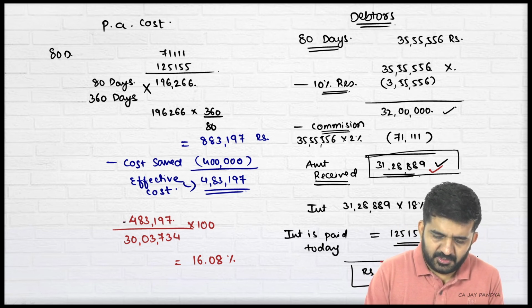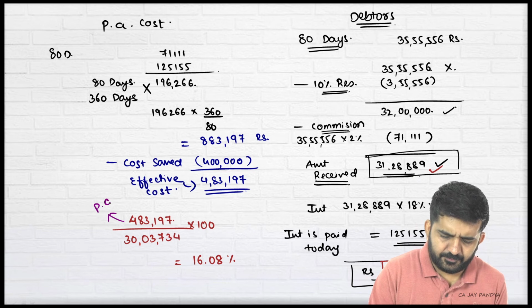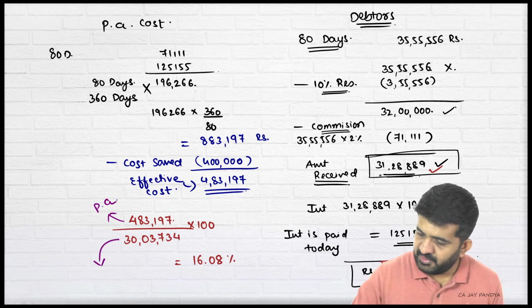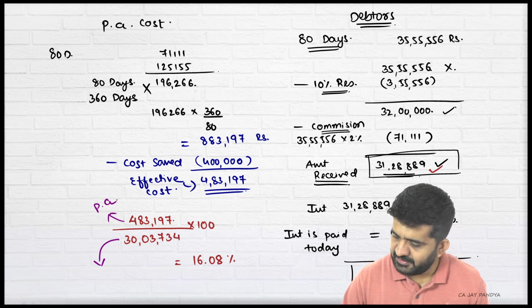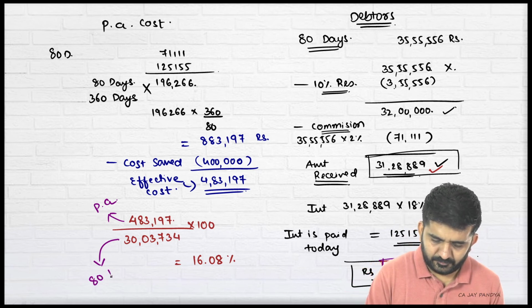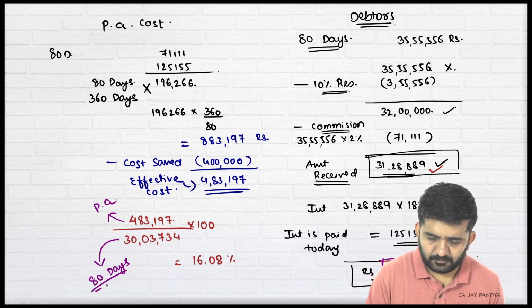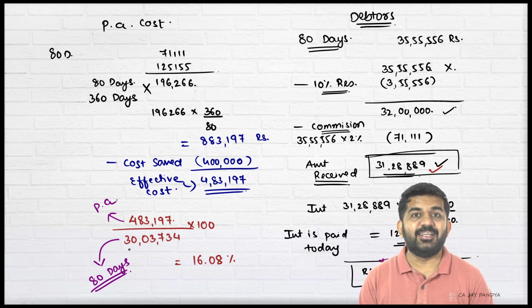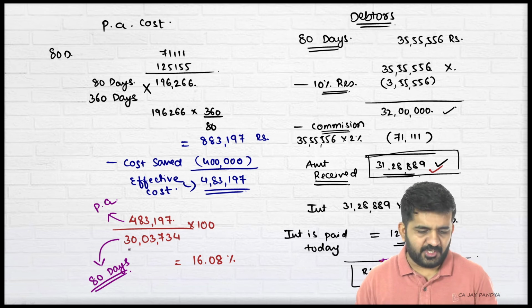This figure is per annum. This figure is of 80 days. How can a per annum figure be compared with 80 days? Try to concentrate on this.